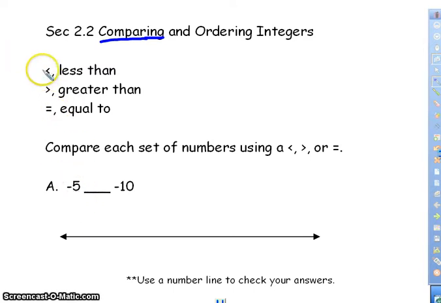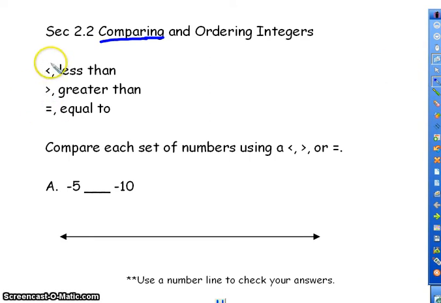Okay? And if you remember, when you read these symbols, you're reading them from left to right. So the number to the left is less than the number to the right. The number to the left is greater than the number to the right. The number to the left is equal to the number to the right. Okay, so you're reading them left to right. That's how you would read them.